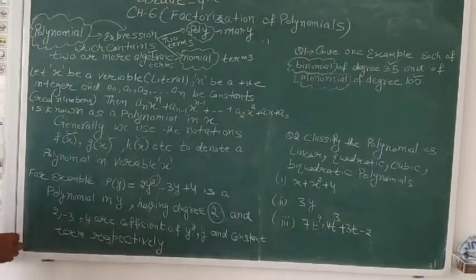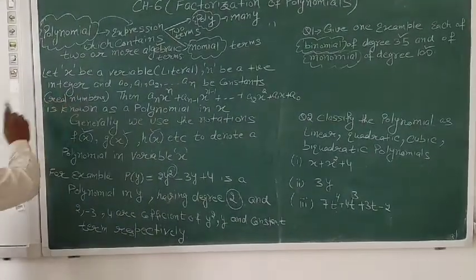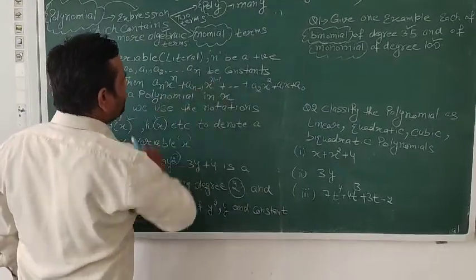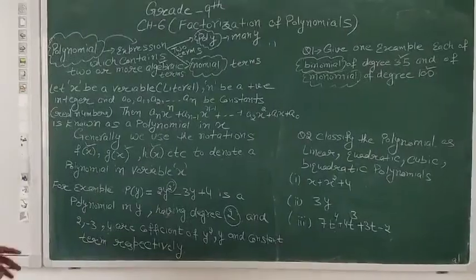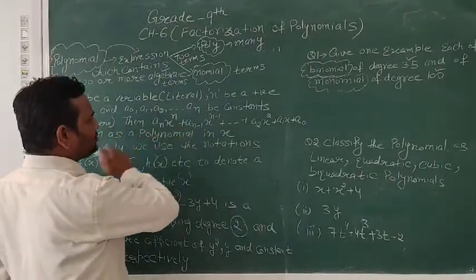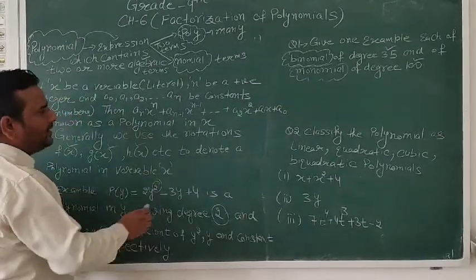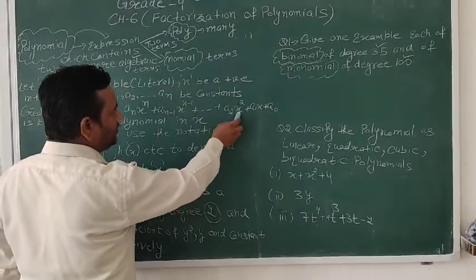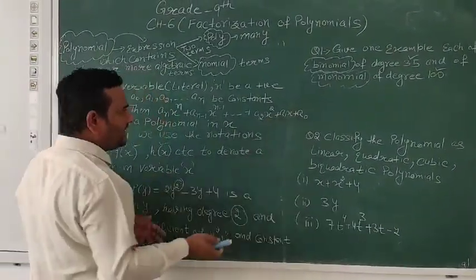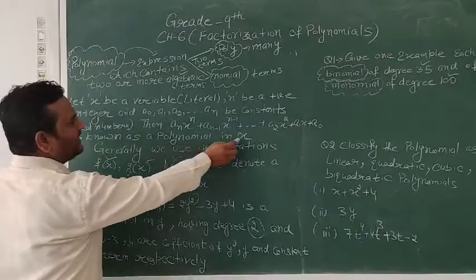Let x be a variable, that is also said to be a literal, and n be a positive integer, where a0, a1, a2 and so on are constants, that is, real numbers. Then an x to the power n plus a(n minus 1) x to the power n minus 1 plus, and so on, plus a2 x to the power 2 plus a1 x (if you want to add x to the power 1, that is your choice) plus a0 is known as a polynomial in x.